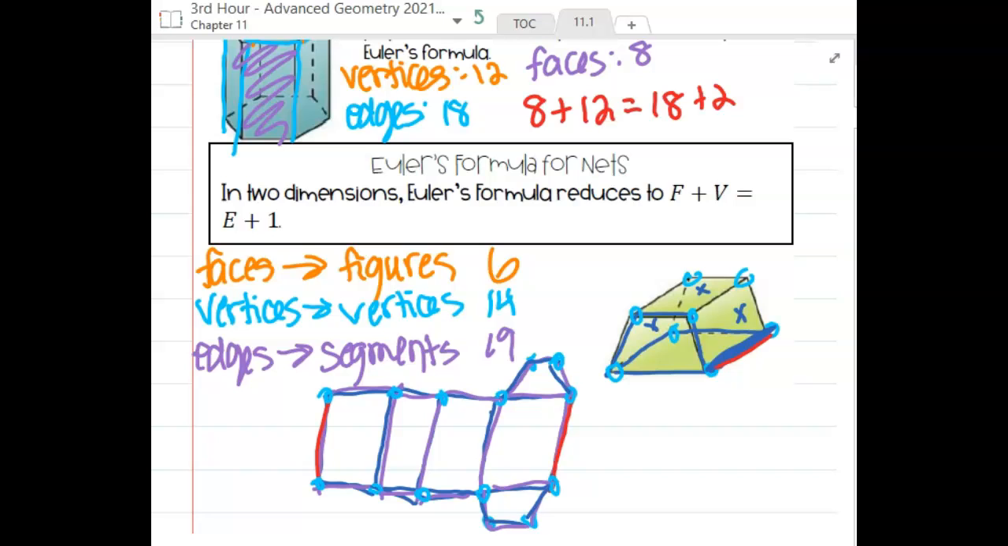But notice it does still work. If you take the faces plus the vertices, it equals the edges plus just 1. It still works.